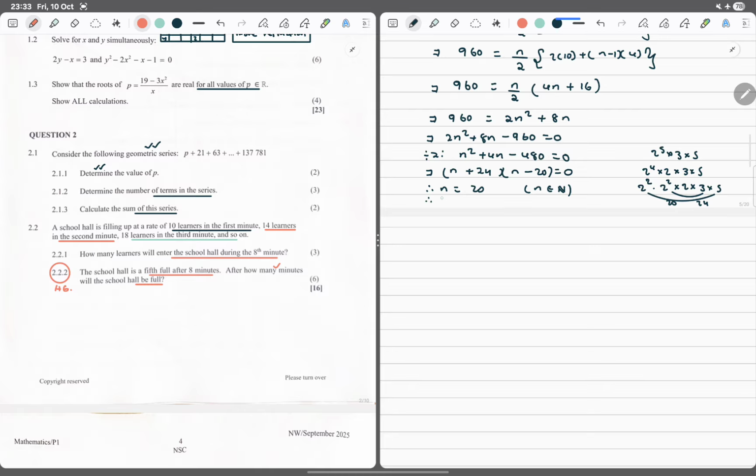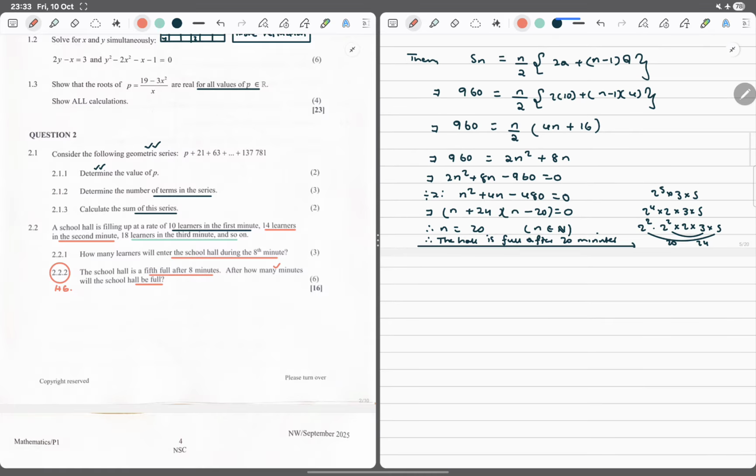If this is the case, we can make the conclusion that therefore the whole tank is full after 20 minutes. Please always answer the question. Please make an attempt to make a conclusion.